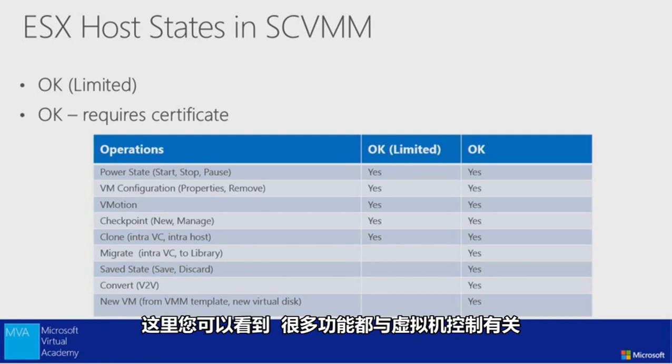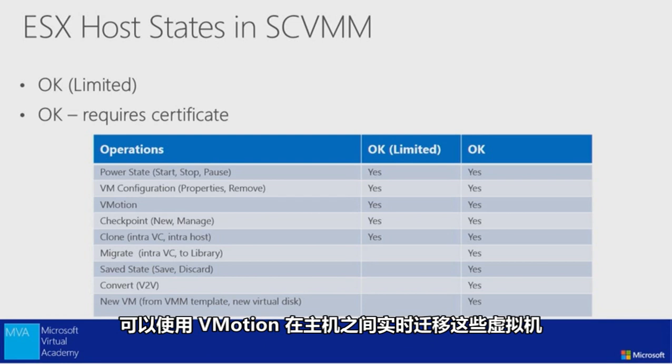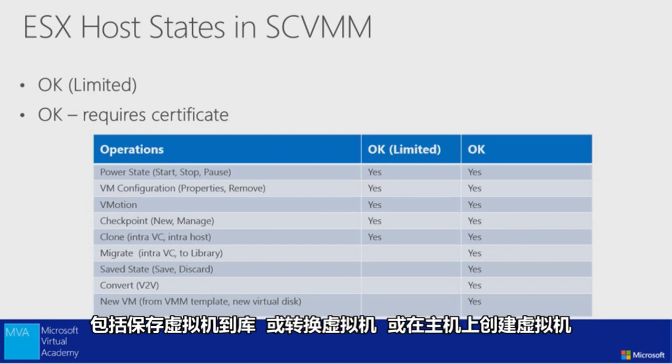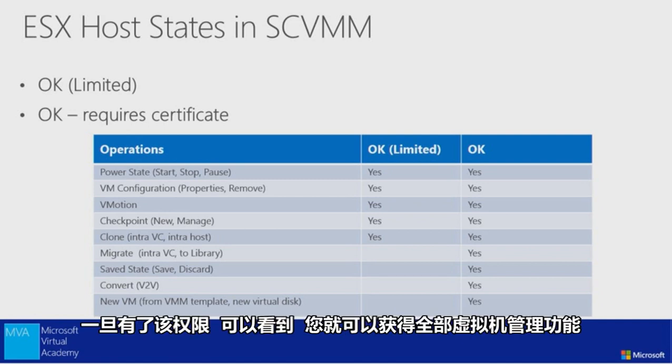Here you can see a lot of those are really around what we call virtual machine control. So you can change the power state, you can change the configuration, you can use vMotion to live migrate these VMs from host to host, but you'll see at the bottom of the column there for OK limited, there's a lot of, again, those disk operations of saving that VM to the library or converting the VM or creating VMs out there on the host. You really need to have ESX host access. So once you enable that ESX host access, you get the full set of virtual machine management capabilities.